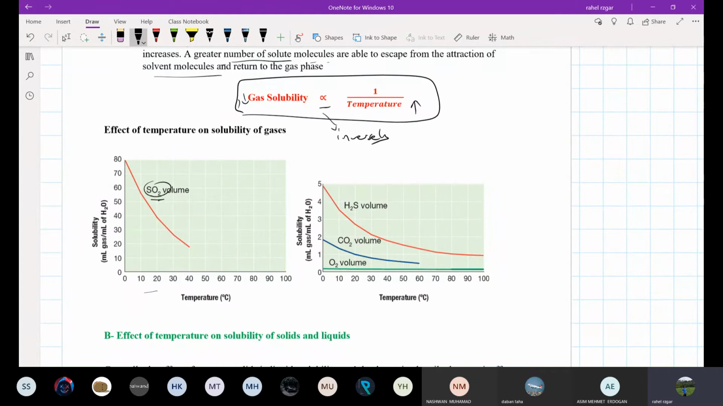Look, as temperature is increasing, the solubility of gas is decreasing, like this. The solubility of gas is decreasing towards the bottom. Now, at 0 Celsius here, 80 milliliters of SO2 can be dissolved in water, of course.